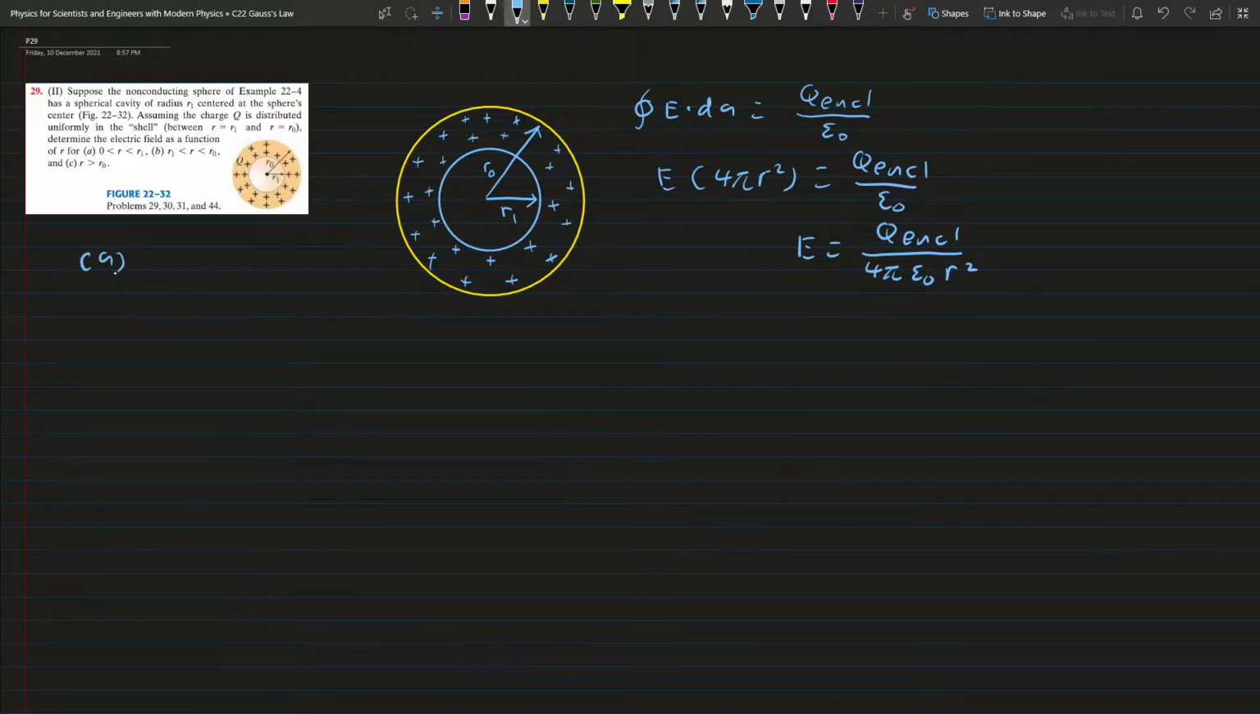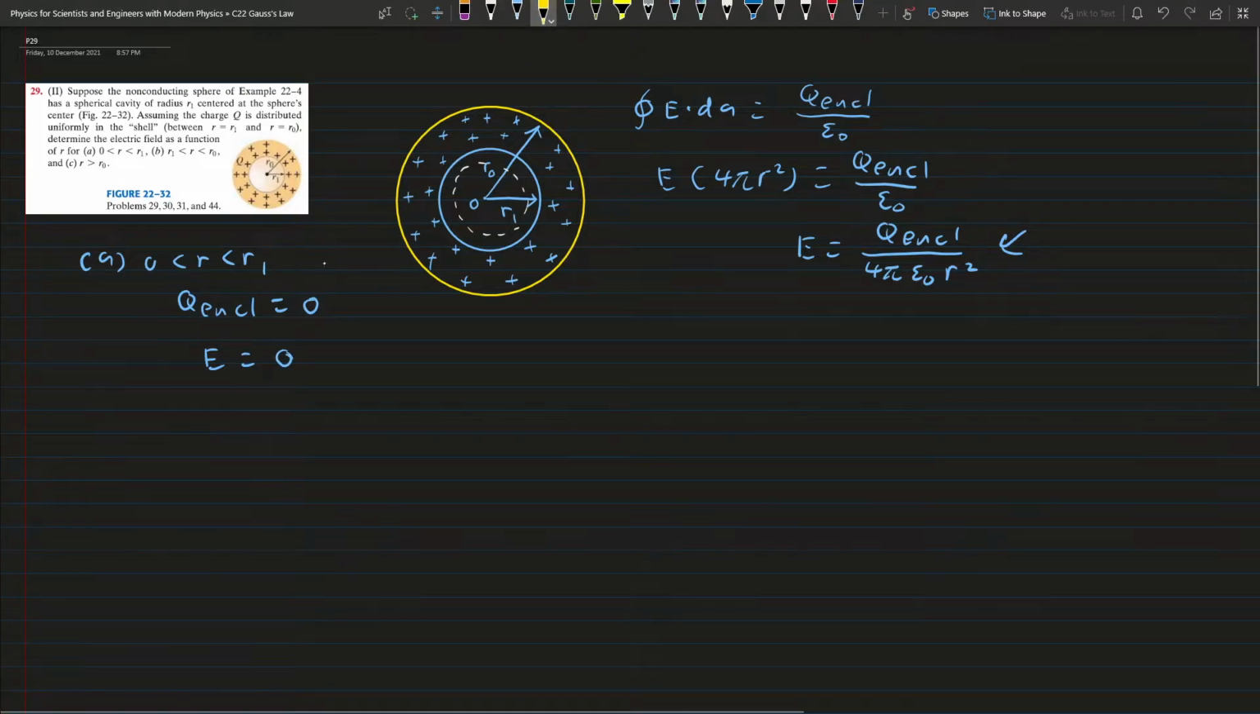Let's start with part A. We are asked to find the electric field between R1 and 0. That means from the zero point until R1, in this region. You can see no charge is in this region, so we can say Q enclosed equals 0. When Q equals 0, we substitute into this formula and we get E equals 0 in this region. This is the answer for A.